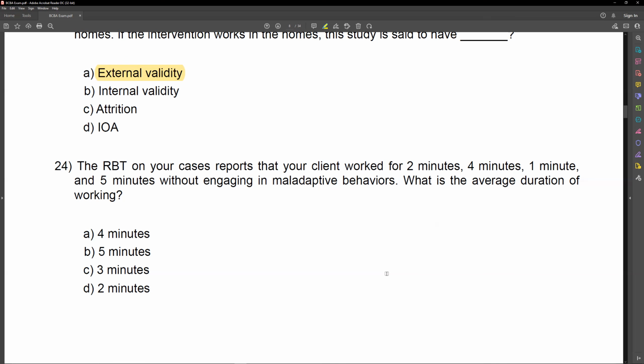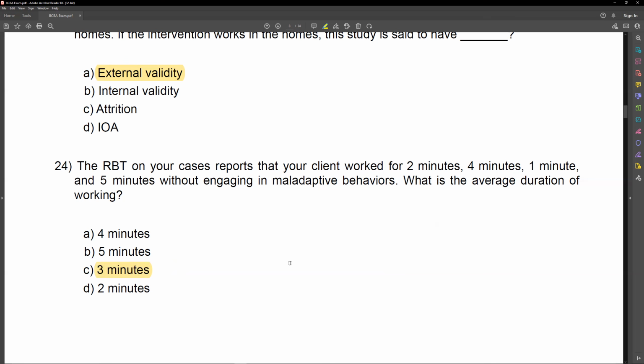So we have 2 minutes and 4 minutes, we get 6 minutes. 6 minutes plus 1 minute is 7 minutes. 7 minutes plus 5 minutes is 12 minutes, right? And then you divide your total by the number of data points, which is 4. So 12 divided by 4 is what? 3. Our average duration is 3 minutes.